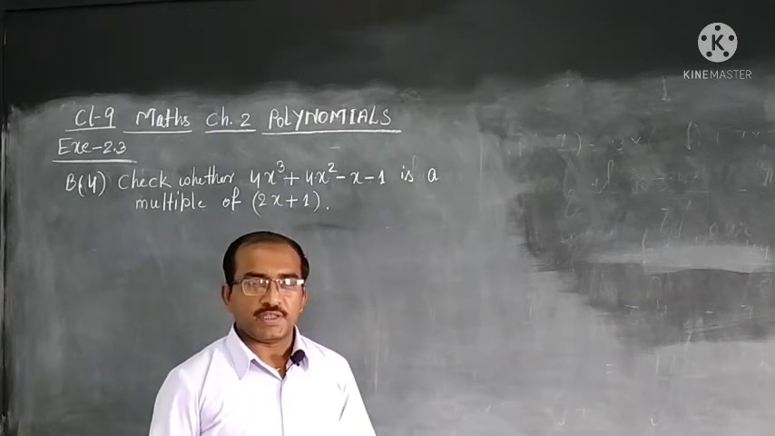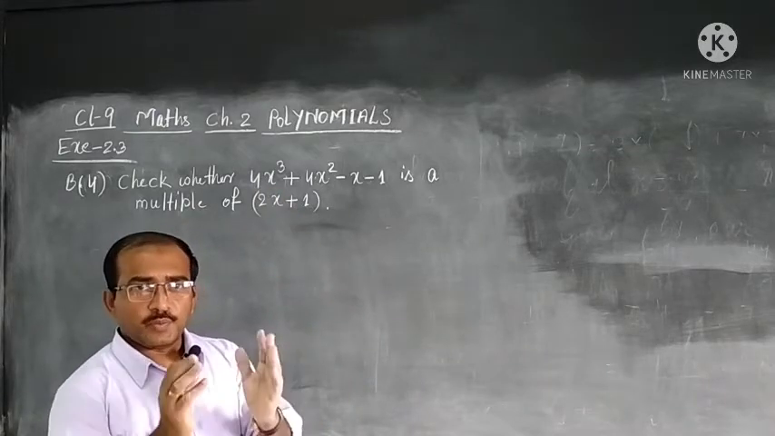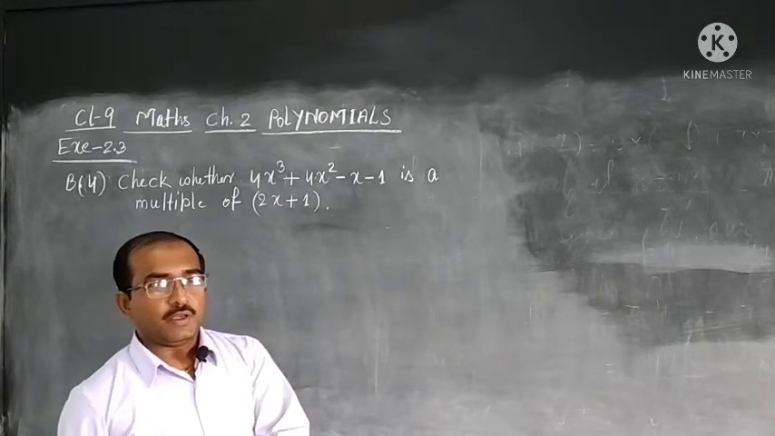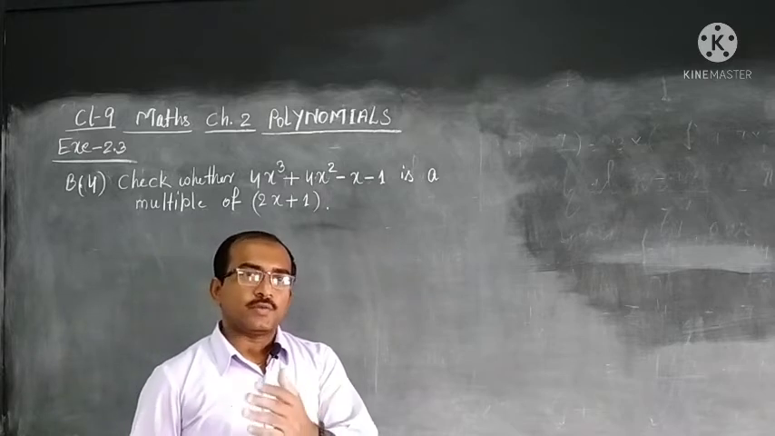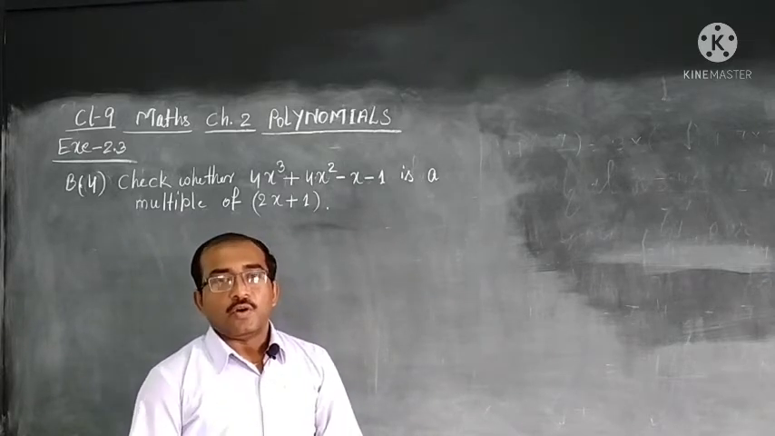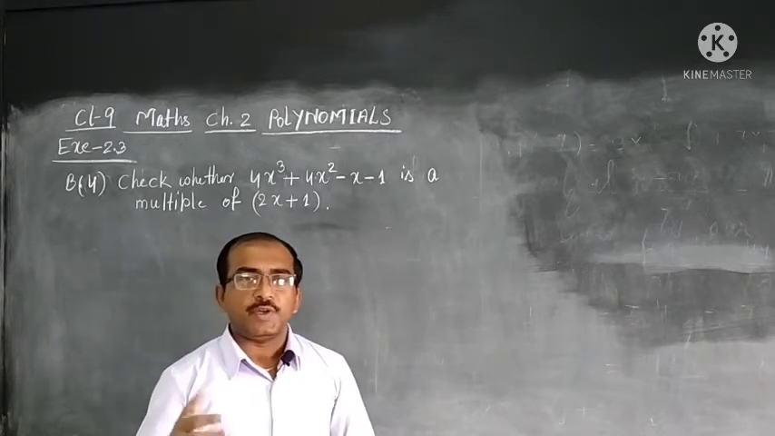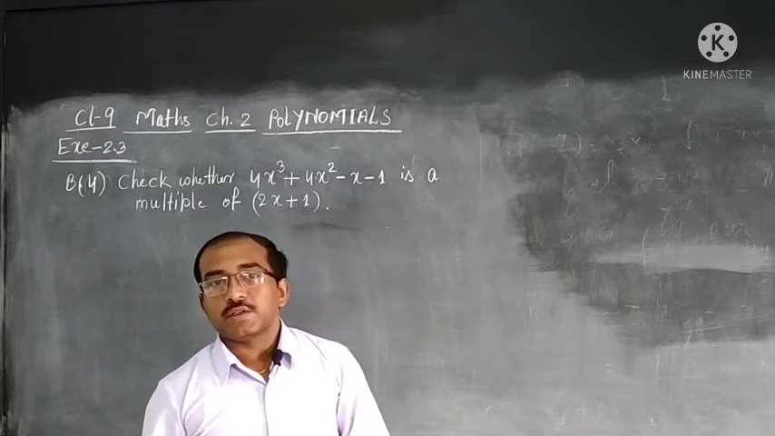I hope things are clear to you. So, the meaning is the same. 15 is a multiple of 3. Why? Because when we divide 15 by 3, we get remainder 0, or we say 3 is a factor of 15. In this case also, we divide 15 by 3, we get remainder 0.